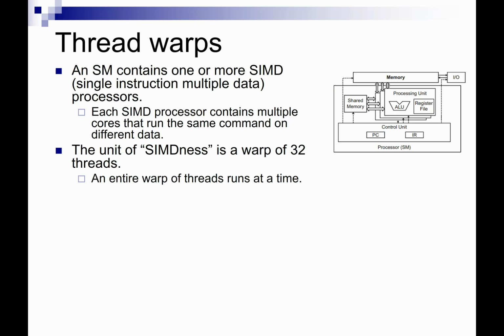In fact, the degree of SIMD-ness, like how large your SIMD unit is, how many cores are running the same operation, that determines the size of a warp. And that's usually 32 threads in current generations of GPUs.